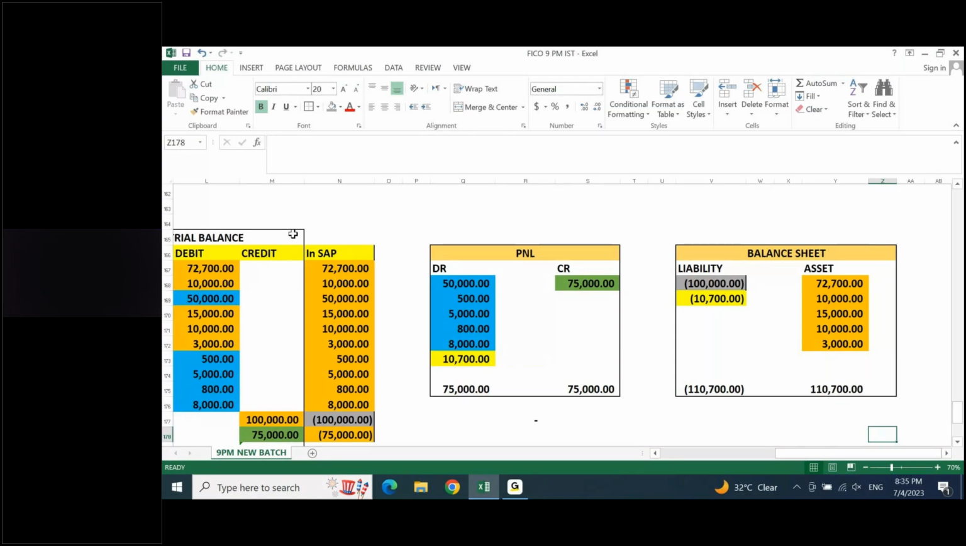I'm trying to understand how sales can be a liability. Which one are you referring to? You said sales is a liability. I'm trying to understand how sales can be a liability. Capital, I can understand, and the interest. Sales is not a liability. Sales is an income. It's a revenue.